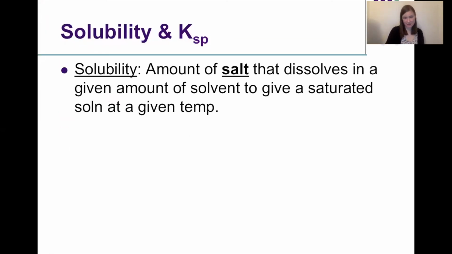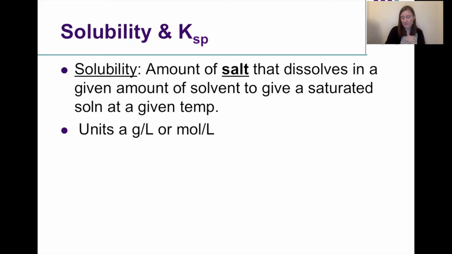Solubility, to clarify, is the amount of salt that dissolves in a given amount of solvent to give a saturated solution. So solubility is often measured in grams of solute per liter of water or grams of solute per 100 grams of water. Sometimes it's measured in moles of solute per liter of water. But it's always the amount of solute per the amount of solvent. So units would be either grams per liter or moles per liter. You can do grams per 100 grams or grams per million grams as well.